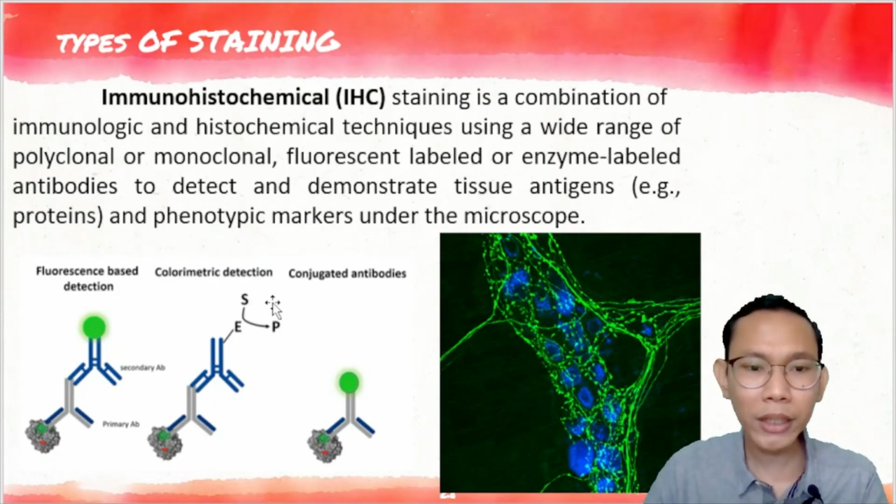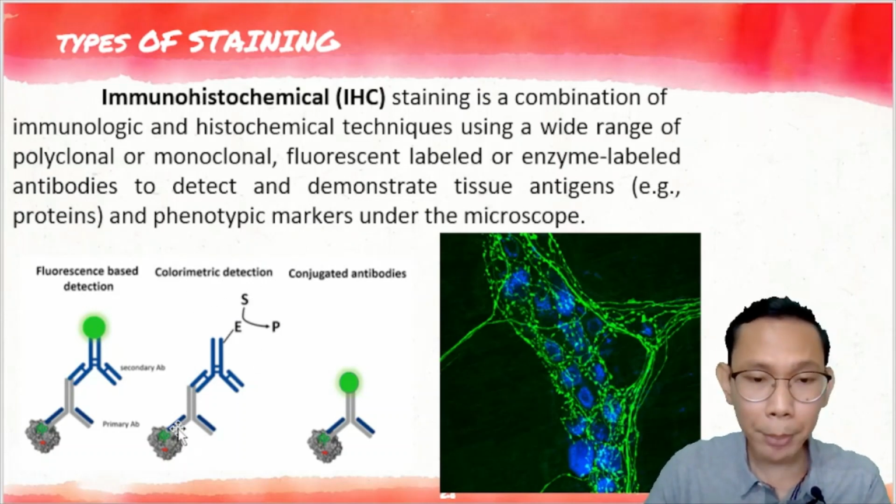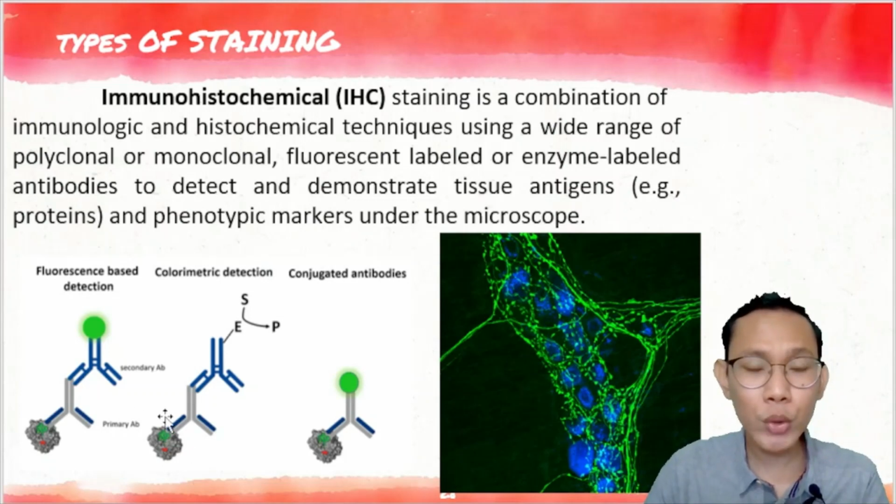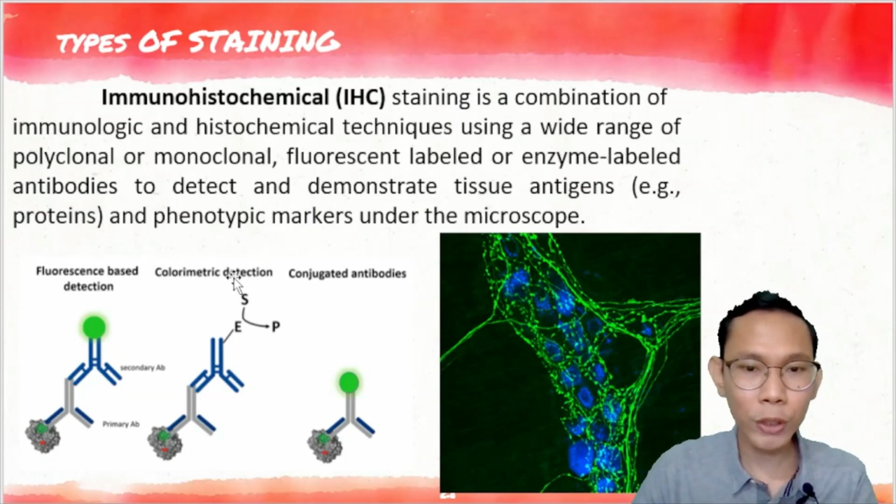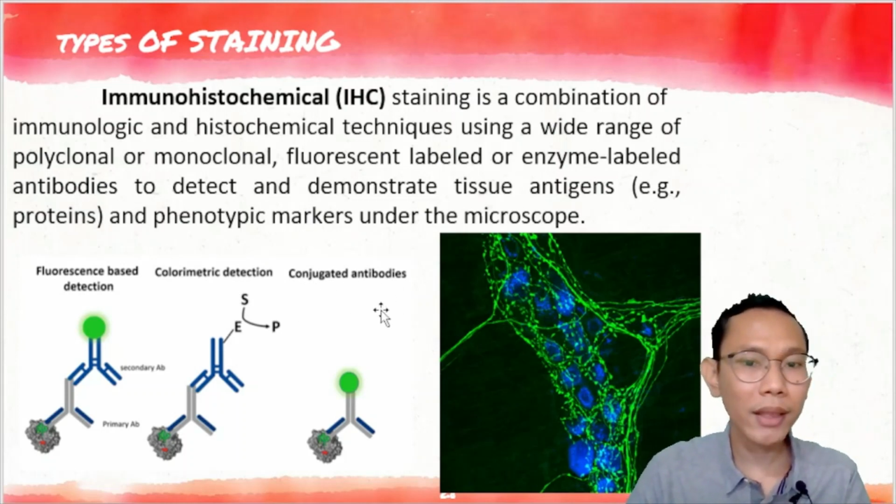Another reaction that will happen is your colorimetric detection. Sa colorimetric detection is still the same. Meron tayong antigen or your tissue sample natin, tapos primary antibody will still attach on it, and your secondary antibody does not contain the fluorophore, but rather it contains now your enzyme so that a reaction will occur, and that's now your colorimetric detection.